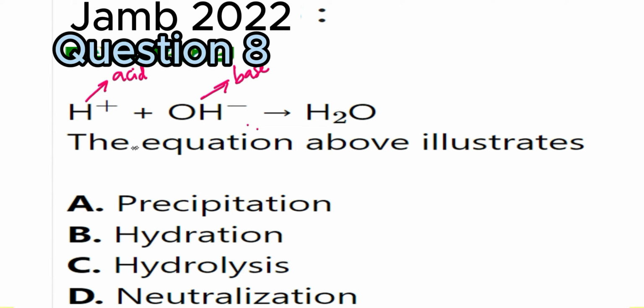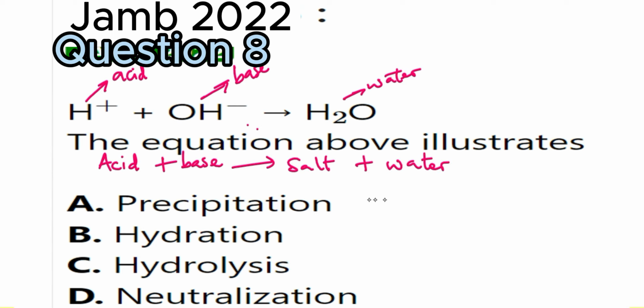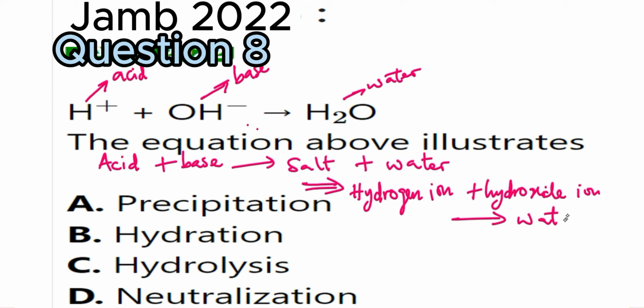So we can say the reaction is like a neutralization reaction where an acid reacts with base to give you salt and water. But if it is hydrogen ion and hydroxide ion that are written, it will give you only water. It is still the same thing as a neutralization reaction.